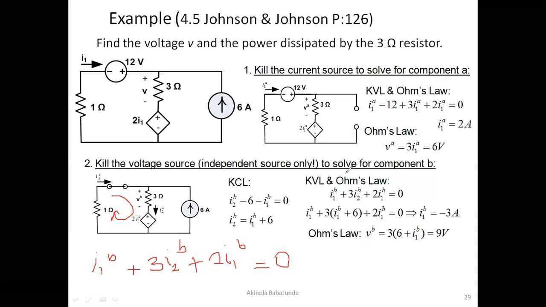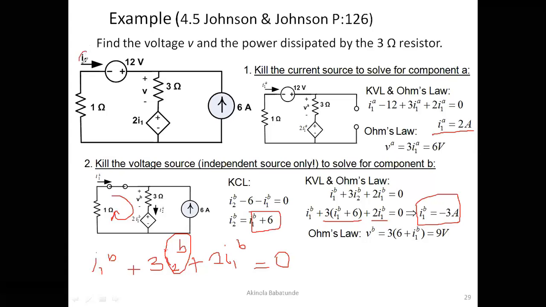But we do know that our I2B is I1B plus 6. So you replace this I2B with I1B plus 6. If you do that, this is what you're going to have: I1B plus 3 times (I1B plus 6) plus 2I1B equals 0. If you rearrange, you can then find your I1B to be equal to minus 3 amperes. So from what you can see, we have our I1A to be 2 amperes, I1B to be minus 3 amperes.